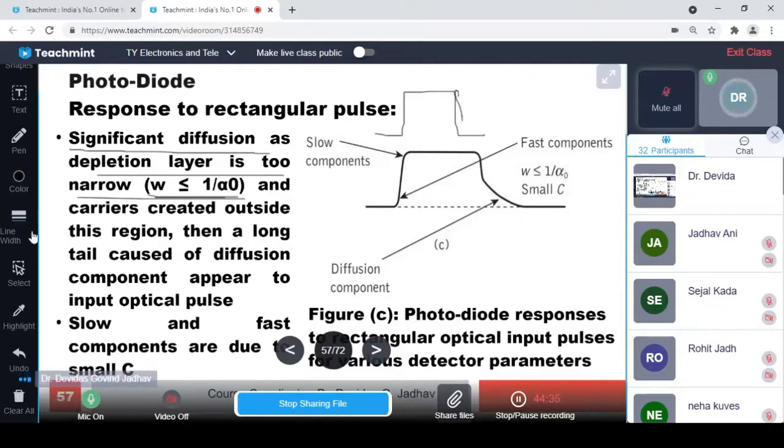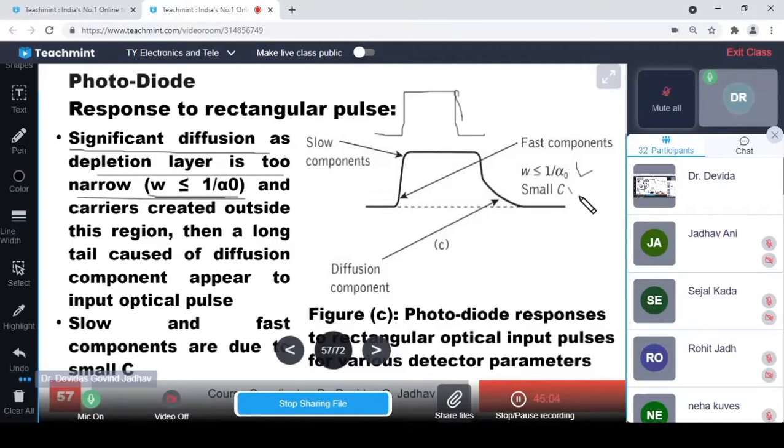So this condition is not maintained. W is not very large compared to 1 upon alpha 0. W is less than or equal to 1 upon alpha 0. This condition is not fulfilled, and the capacitor is very small. Suppose the capacitor is small, the depletion region is there, that means capacitance is small. Capacitance effect is not taken.